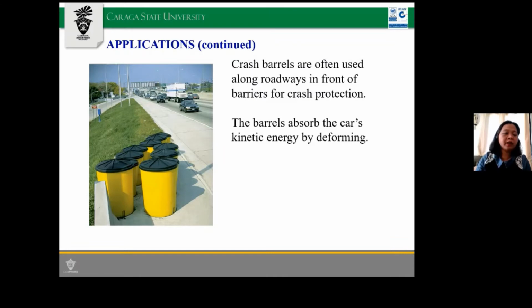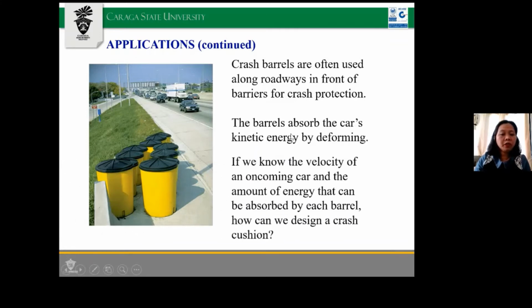Another application is crush barrels, which are often used along the roads. In front of the barriers are the crush barrels, which provide crash protection. The barrels absorb the car's kinetic energy by deforming. If we know the velocity of the approaching car and the amount of energy that can be absorbed by each barrel, we will be able to design the barrel itself, the cushion.